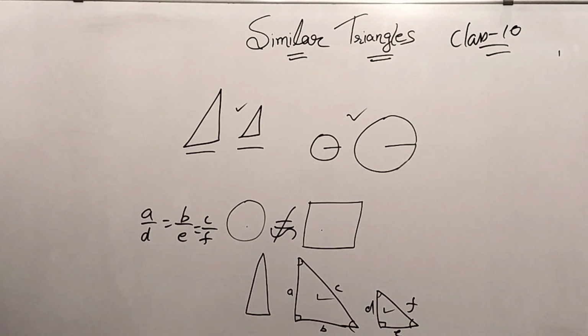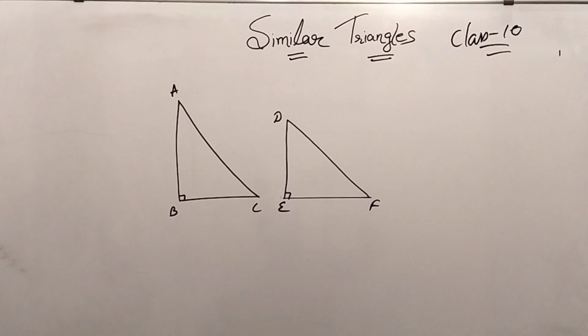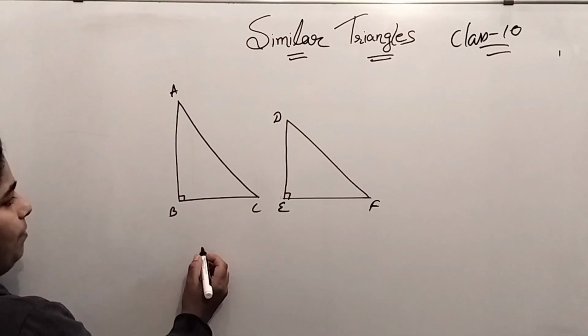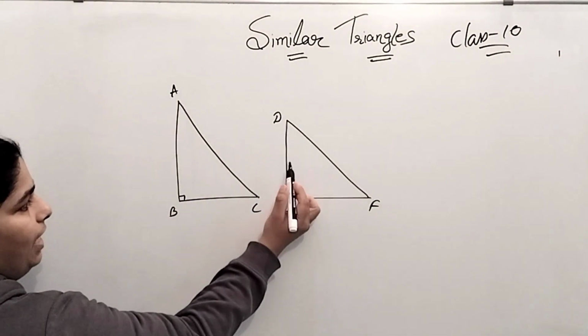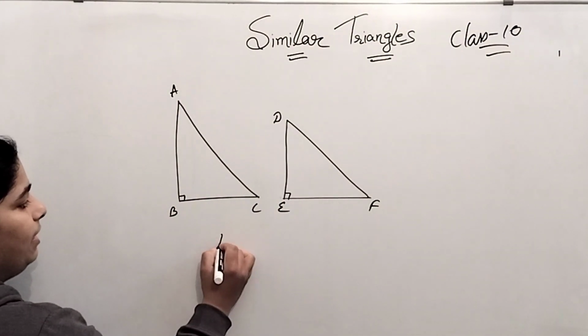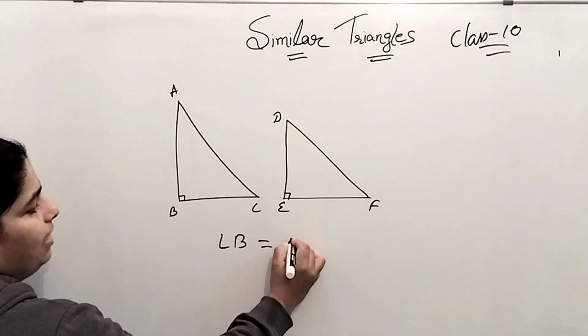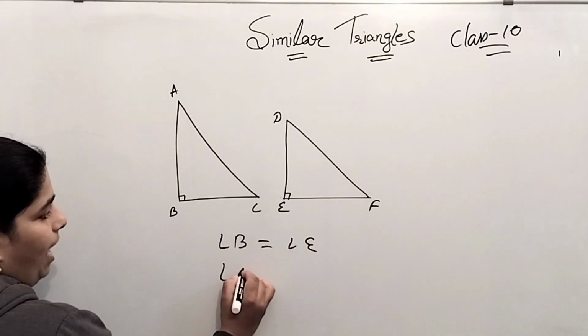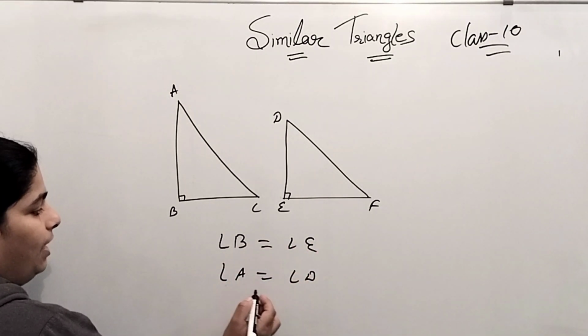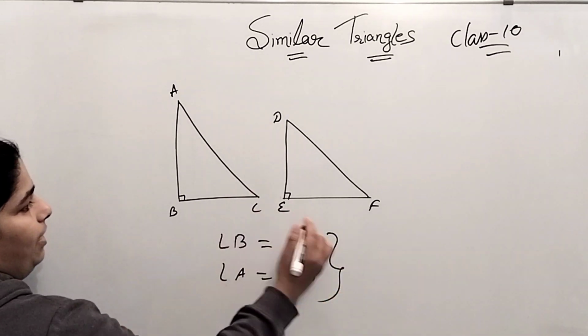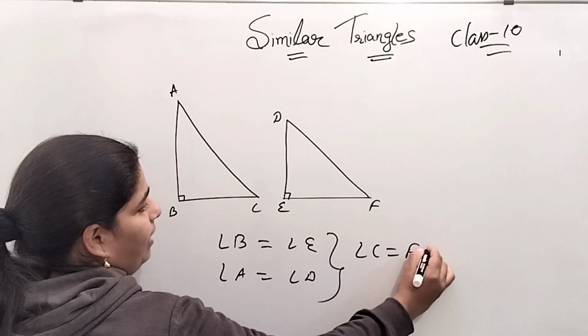Okay. Now we will take another example. Here triangle ABC, which is right angled at B, and triangle DEF, which is right angled at E, if it is given that angle B is equal to angle E and angle A is equal to angle D, then automatically angle C will become equal to angle F.